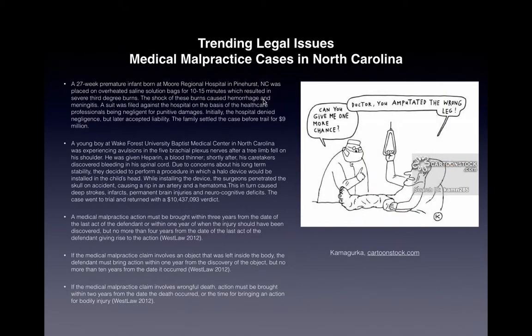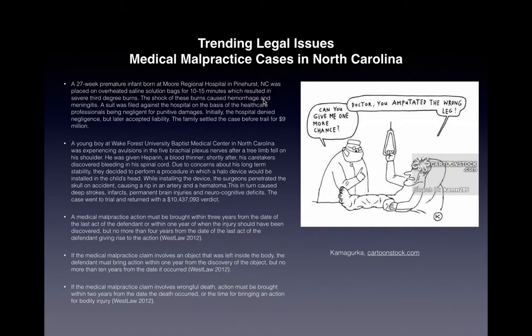These are trending legal issues for medical malpractice cases in North Carolina. A 27-week premature infant was placed on top of a plastic saline IV bag that was overheated in a microwave oven for 10 minutes, which resulted in severe third-degree burns. The shock of these caused hemorrhaging and meningitis. This left the infant neurologically devastated. A suit was filed against the hospital on the basis that the healthcare professionals were negligent for punitive damages. Initially, the hospital denied negligence, but later accepted liability. The family settled the case before trial for $9 million.